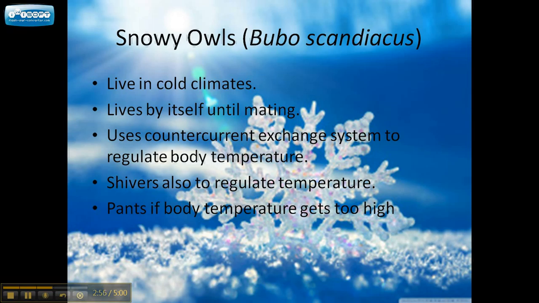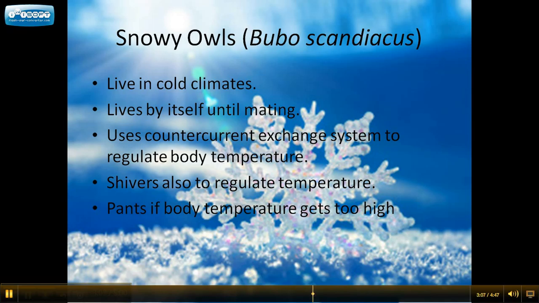Shivering and countercurrent exchange systems are two of many ways that the bird can keep its own body temperature at a certain degree. Like I said before, if body temperature is too low, it will lead to death due to a slow metabolic system. When the external temperature is too high, panting occurs in order to cool down the body.